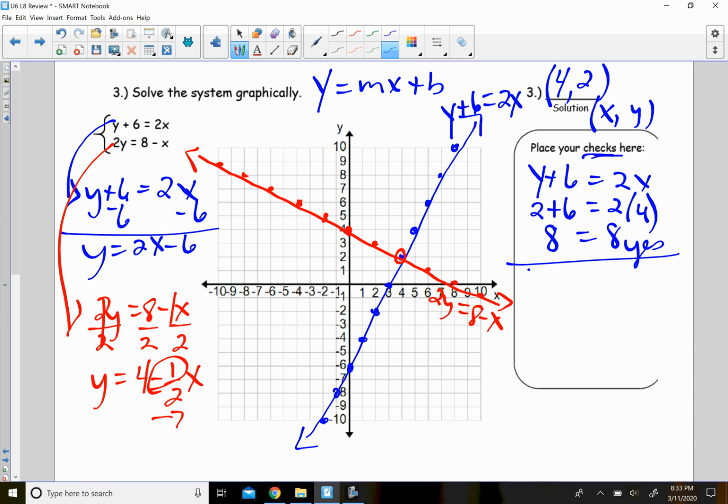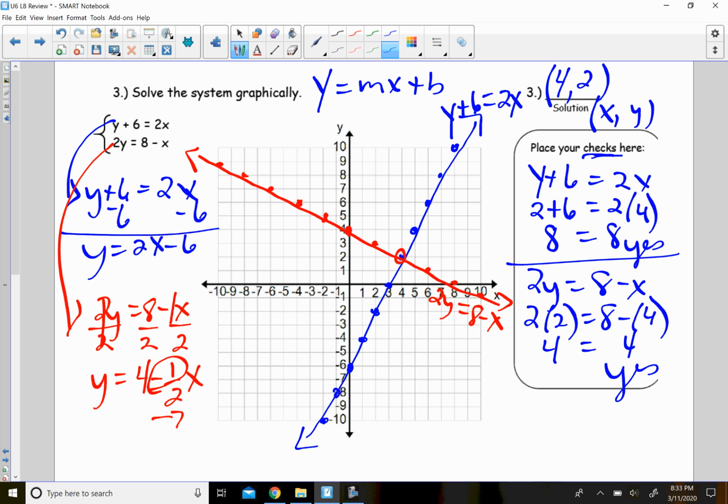Take the second original equation, take y, plug in 2 for y, so 2 times 2 should equal 8 minus x. So 4 does equal 4, so it fits in both. So the check is just taking the 2 original equations and plugging in the x y values.